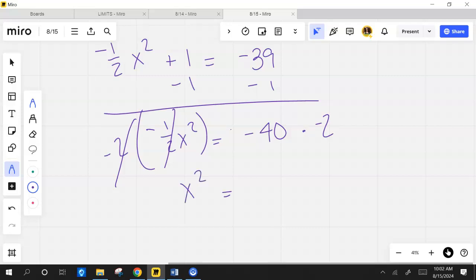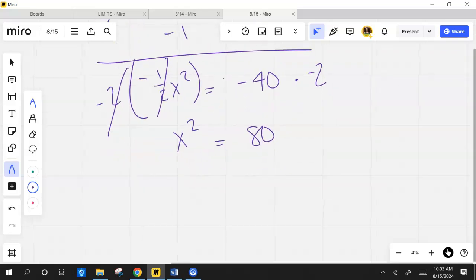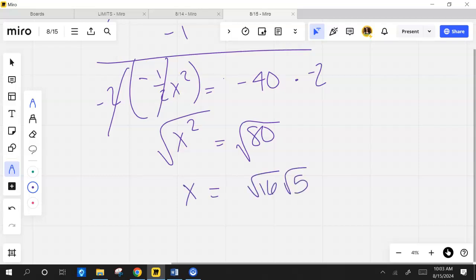All right, I got x squared equals, now this is positive 80, right? How do I get rid of the squared? Square root. And now I need to see if I can break it up. 16 and 5. What's the square root of 16? So plus or minus, don't forget the plus or minus, right, Will? Plus or minus 4 root 5.